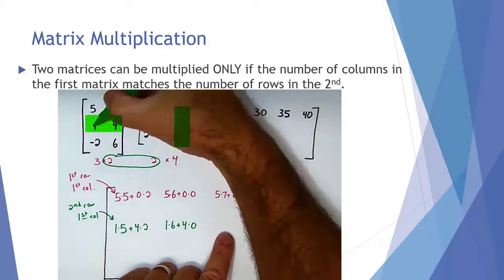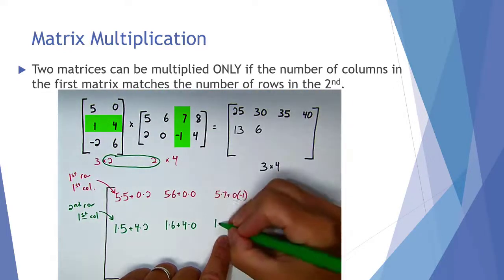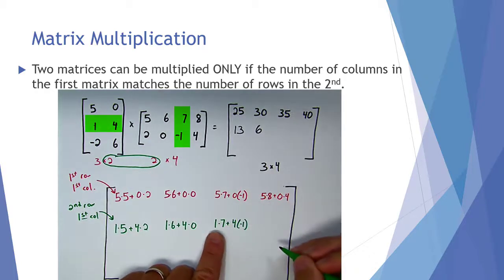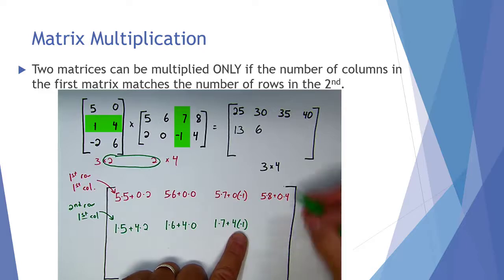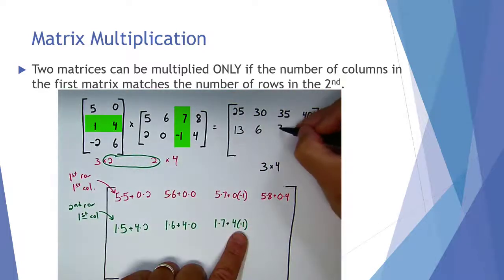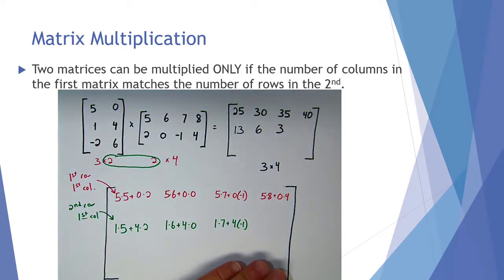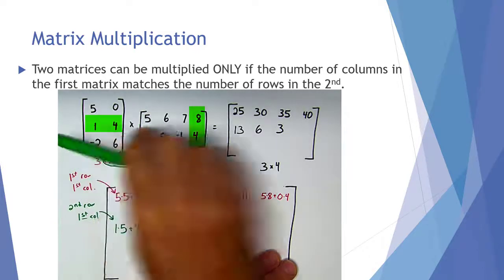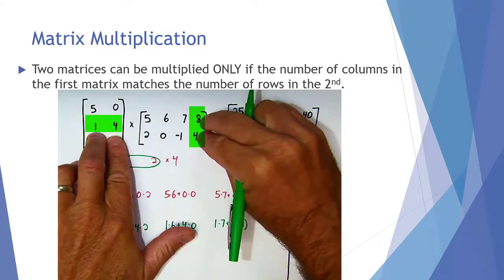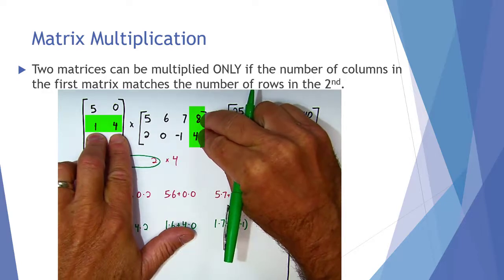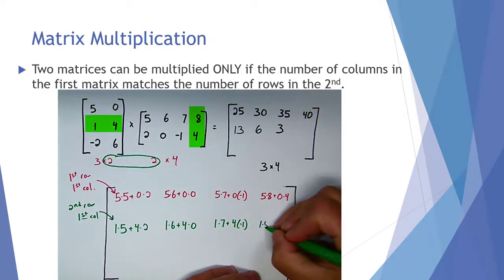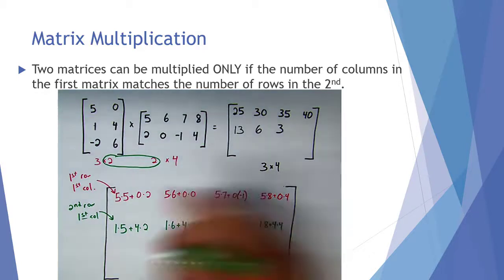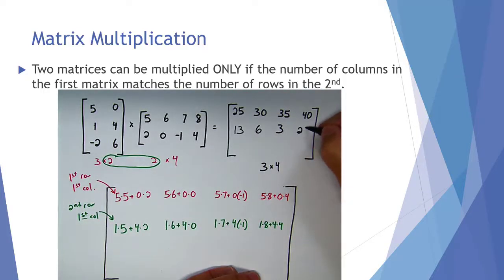Let's finish out the row. Second row, third column. Combine the second row with the third column. That's 1 times 7 plus 4 times negative 1. 7 plus a negative 4 is just 3. And for the second row, last column, we'll combine the second row with the last column here using a dot product. 1 times 8 plus 4 times 4. And so that becomes 8 plus 16. Our last entry in that row is 24.